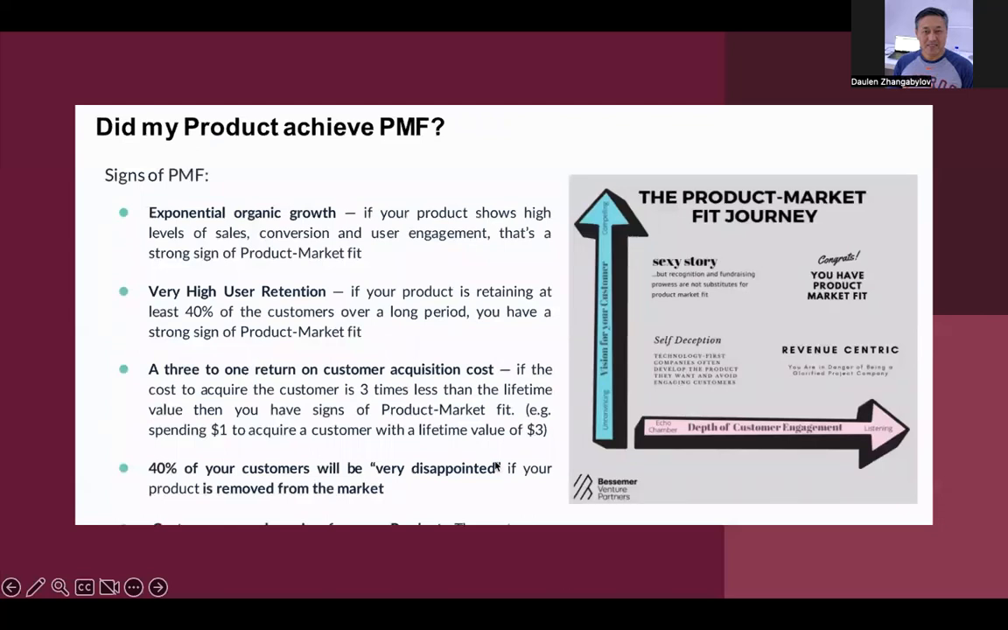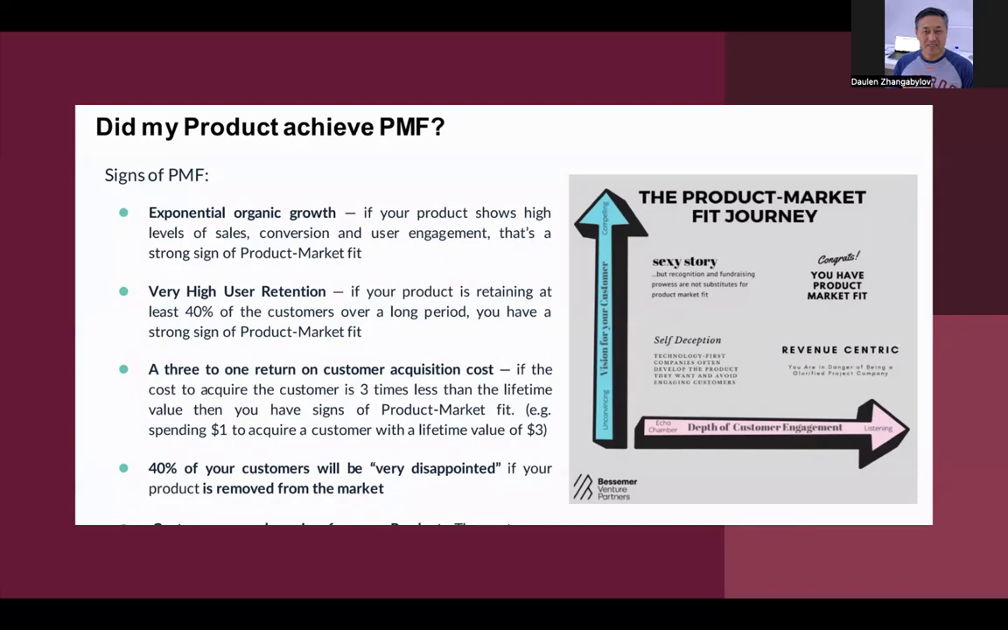Did my product achieve PMF? There are several clear signs if you have product market fit. First of all, you have organic exponential growth. Your product shows a high level of sales, a good conversion rate, and you have user engagement. It's a very good first sign that you have product market fit. Next one is you have very high user retention, not less than 40% of your customers over a long period, who prefer to stay with your product.